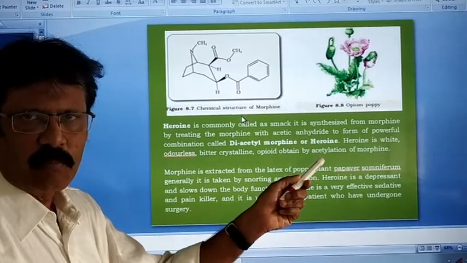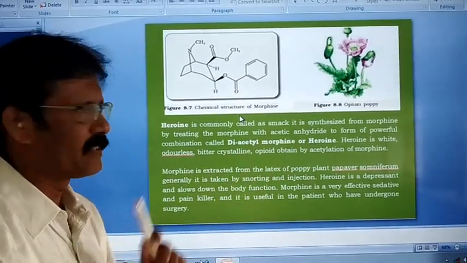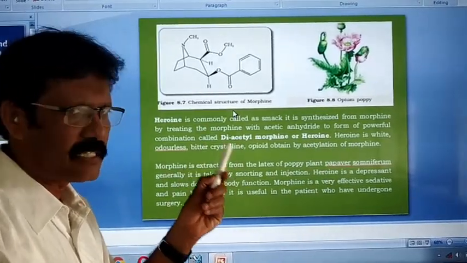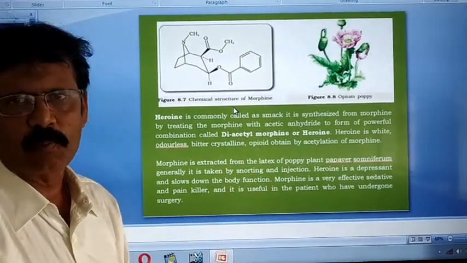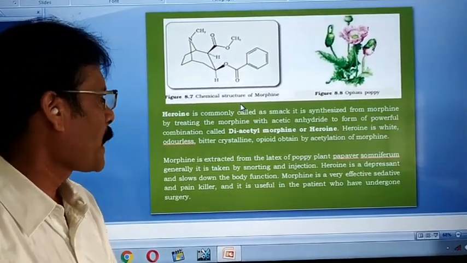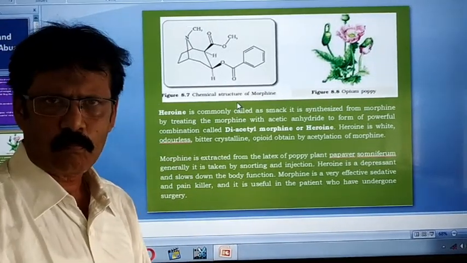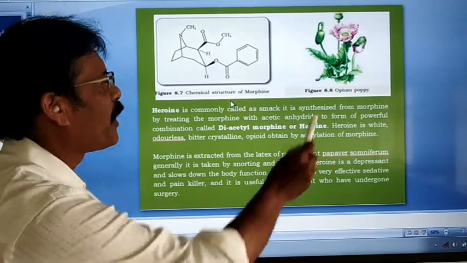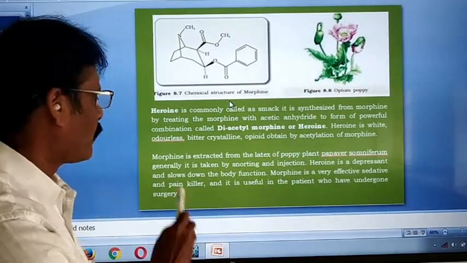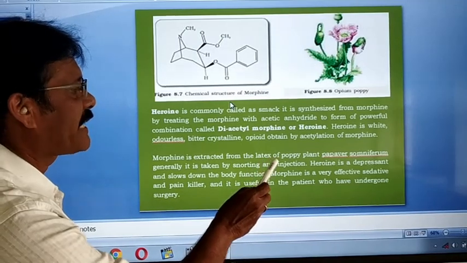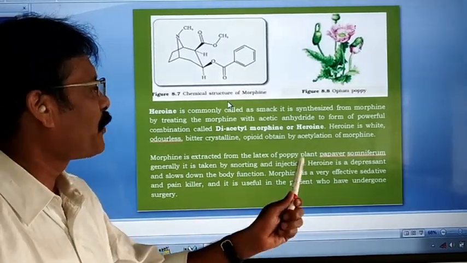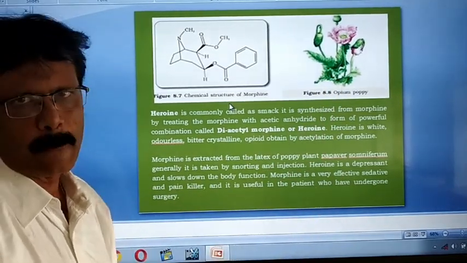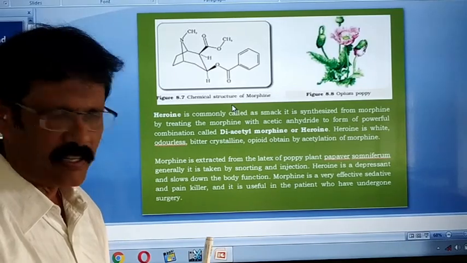What is the chemical name of heroin? Diacetylmorphine. So heroin is white, bitter in taste, crystalline, an opioid obtained by the process of acetylation. Morphine is extracted from the milky latex of the poppy plant called Papaver somniferum.